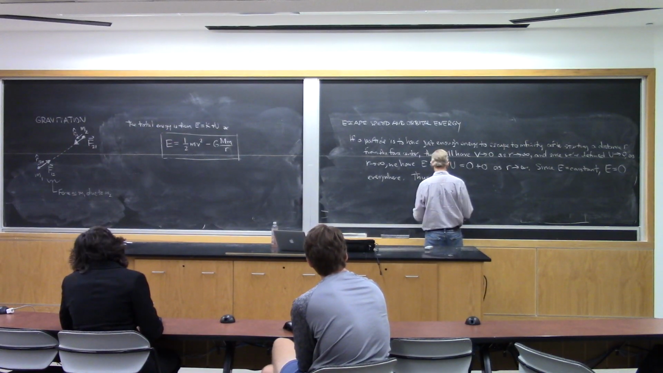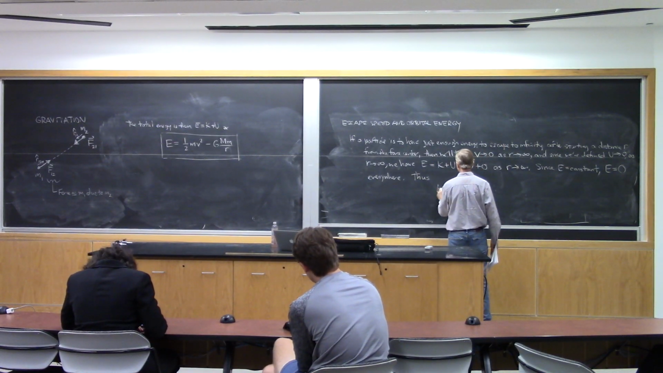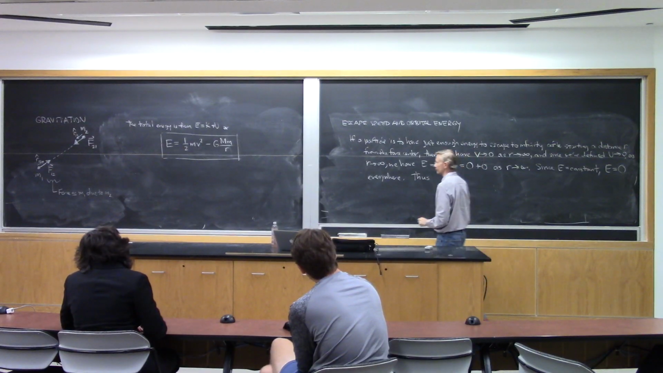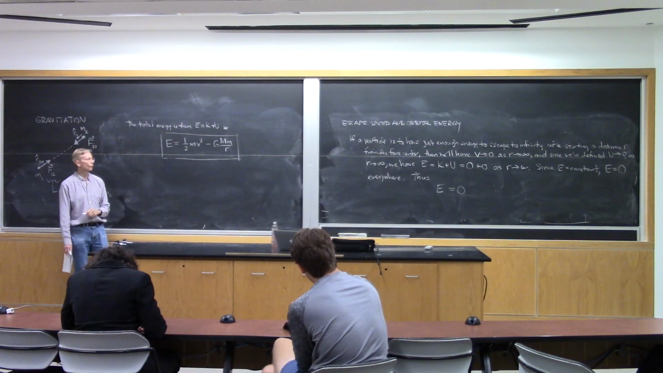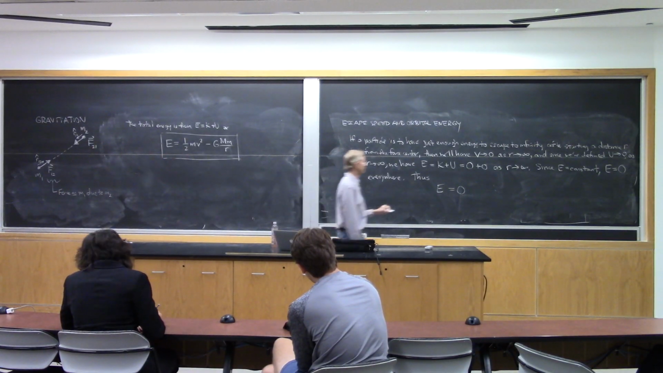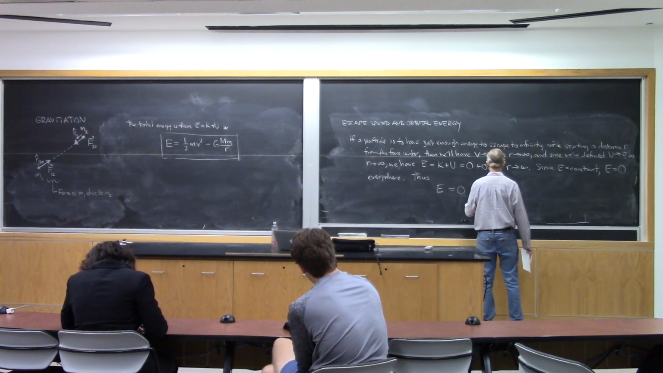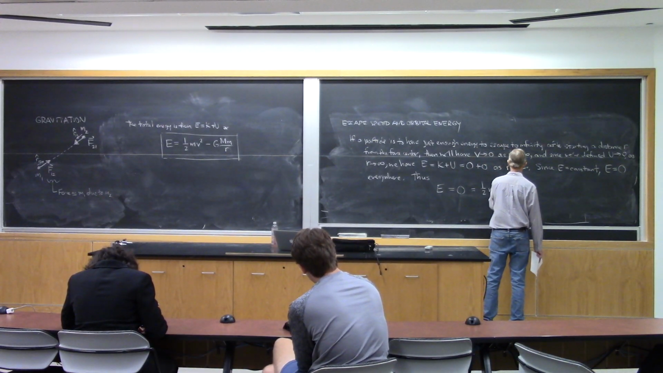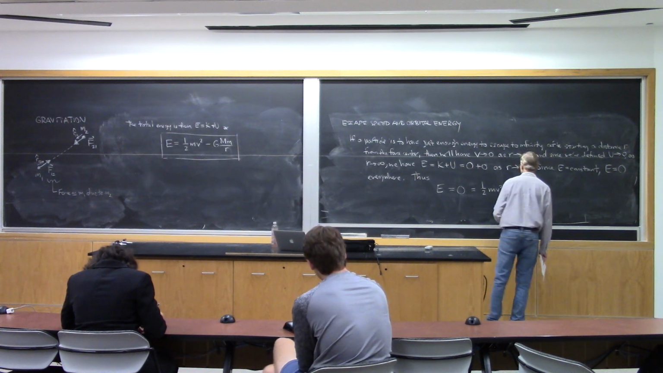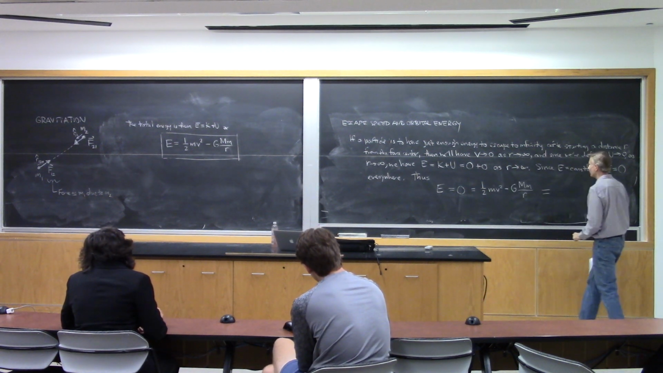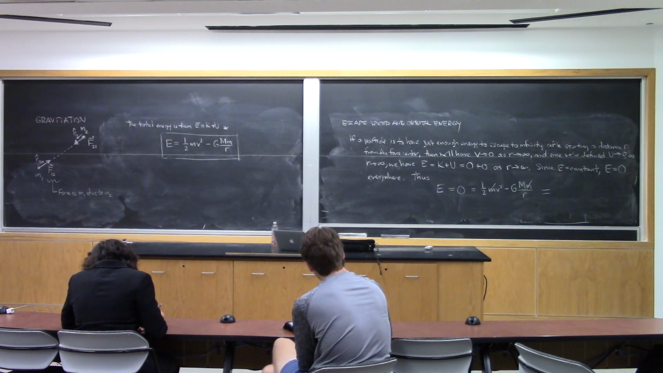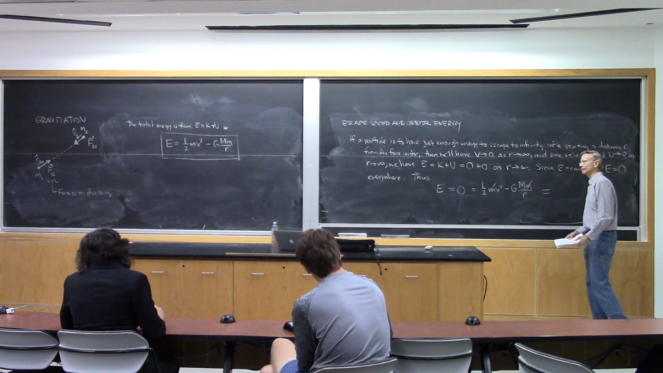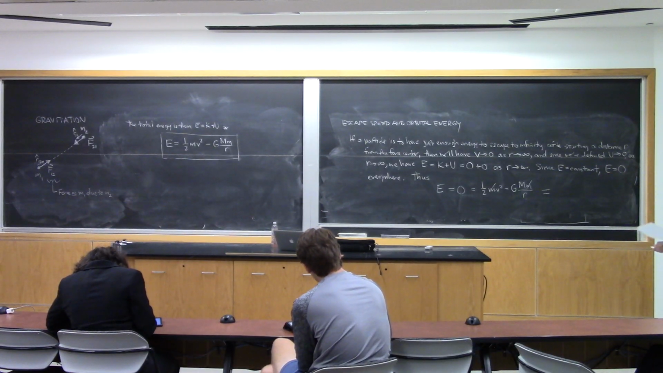So if we want to find out what the escape speed is, we say E is 0 under that circumstance, but E is half mv squared minus GMm over r. Well, the little m's cancel. Doesn't matter what the mass of the particle is. All that matters is how fast it's going and where it started from. We're finding the escape speed as a function of where you're starting from.